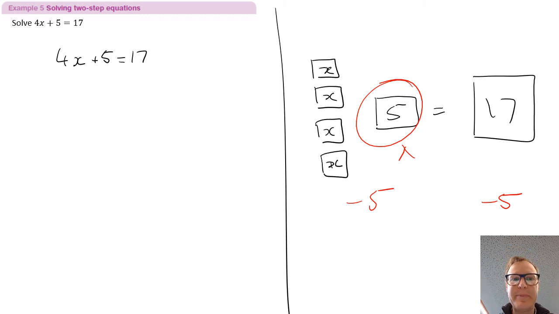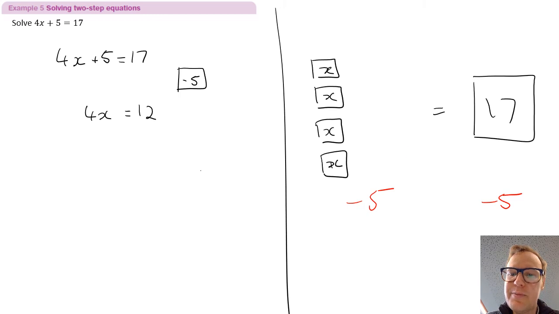So I'm developing a plan in my head. And that will make it simpler. Because if I take away 5 from both sides, let's actually do that over here. Take away 5 from this side, I'm just going to be left with the 4x. 17, take away 5, I'm going to be left with 12. And now I can see this is a little bit simpler now. I'm one step away from the solution. So now I've got my 4x's, and that is equal to 12.